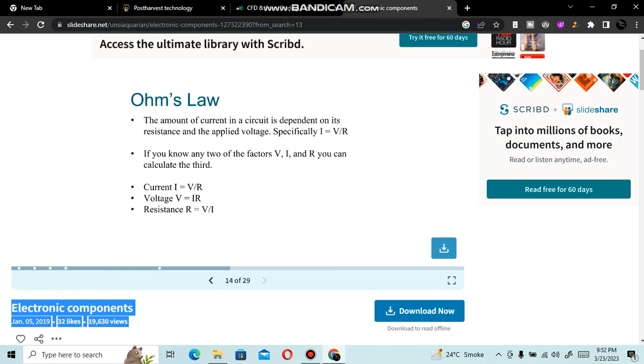Ohm's law. The amount of current in the circuit depends on its resistance and the applied voltage, specified as V equals I times R. If you know any two of the factors I, V, and R, you can calculate the third. Current I equals V over R, voltage V equals I times R, and resistance R equals V over I.